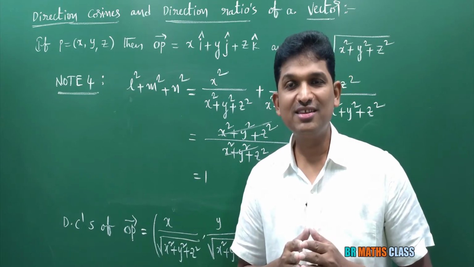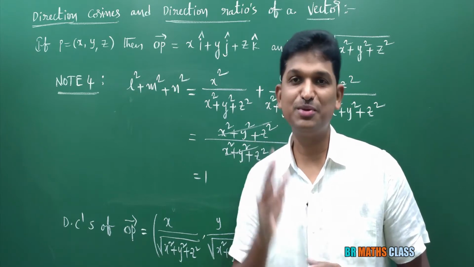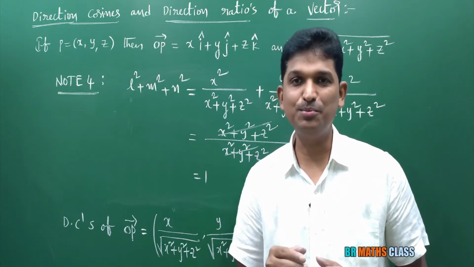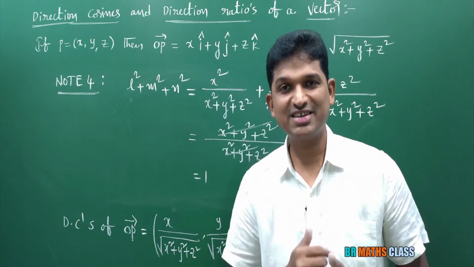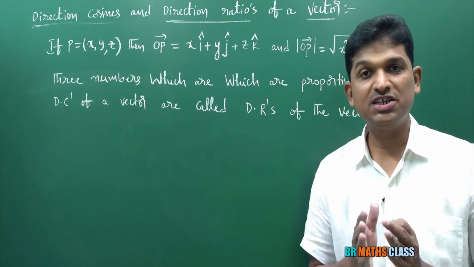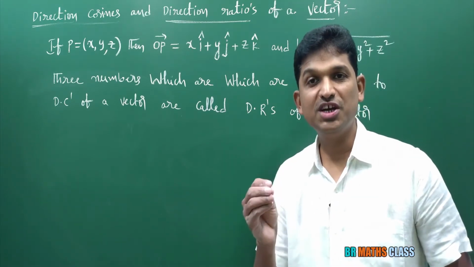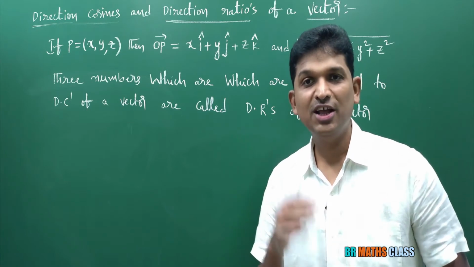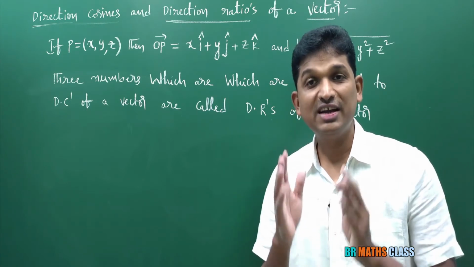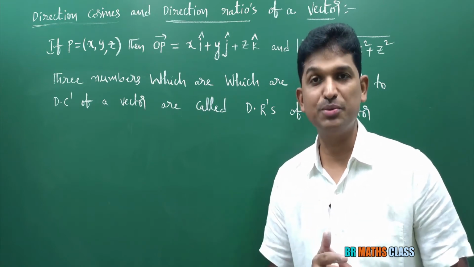What are we learning in this class? We are learning about direction cosines and direction ratios. Direction cosine plays the major part. Direction ratios is simple only. So let's see the definition of direction ratios of a vector. You consider three numbers which are proportional to the direction cosines of a vector. Those three numbers are known as direction ratios of that vector. It is simple only, do not confuse much.